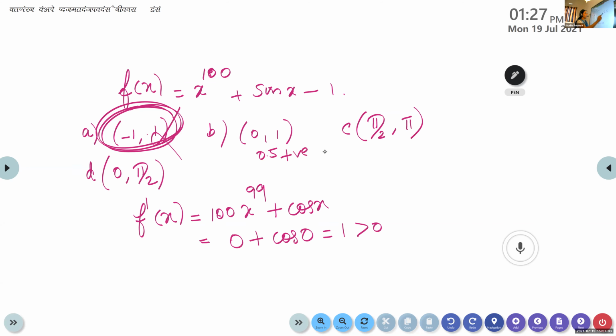Now look at the third case, pi by 2 to pi. Pi by 2 to pi means which quadrant? Atul, in which quadrant? Pi by 2 to pi. Is it the second one, or third one, or fourth one, or first one?